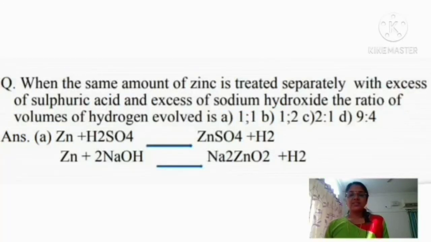Coming to the last question: when the same amount of zinc is treated separately with excess of sulfuric acid and excess of sodium hydroxide, the ratio of volumes of hydrogen evolved is: A, 1:1; B, 1:2; C, 2:1; and D, 9:4. In both cases, when zinc is treated with sulfuric acid and when zinc is treated with sodium hydroxide, hydrogen gas is liberated. When we balance the reactions, we get 1:1. That means the ratio of volumes of hydrogen liberated is 1:1. So the option is A. So this is all in this session.